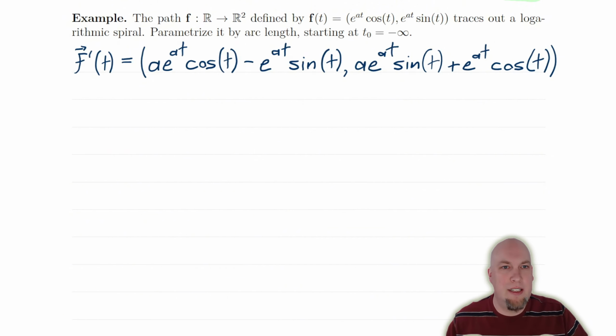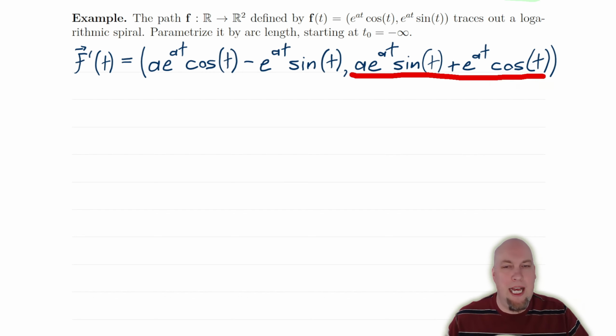Velocity vector: just take the derivative of each entry, right? Both of these things that are being multiplied together involve t, so we need a little bit of product rule here. Derivative of e to the at is a e to the at times cos t, no derivative, and then minus e to the at, no derivative, cos derivative is sine. So I'm just doing product rule on that first entry to get this thing here, and product rule on the second entry similarly gives me that thing there.